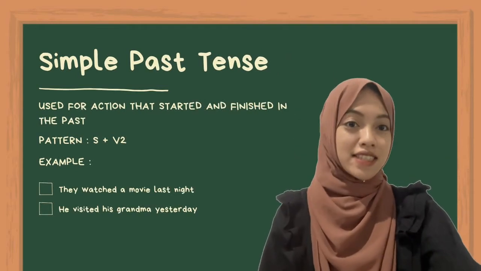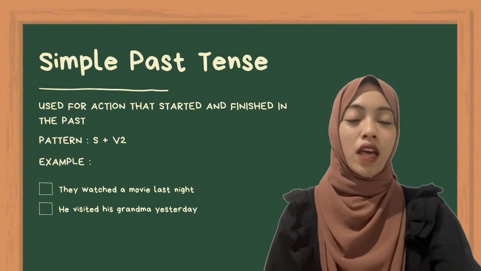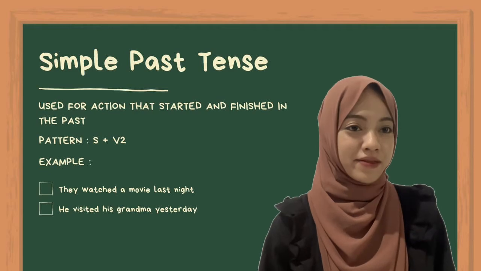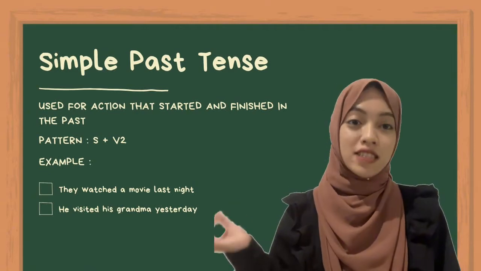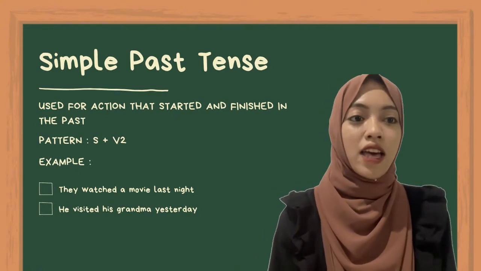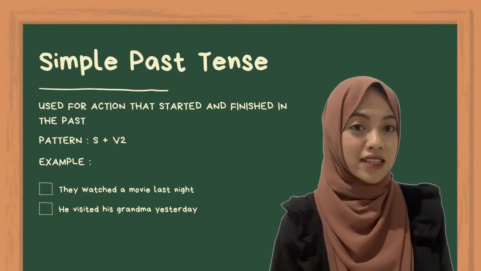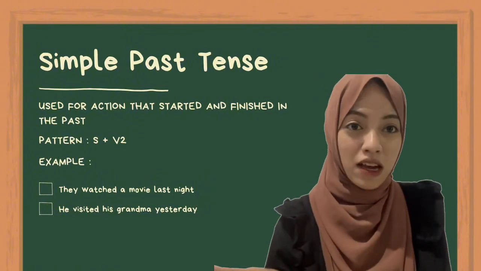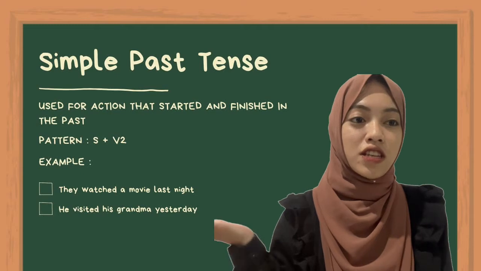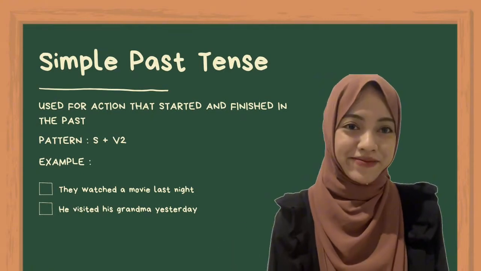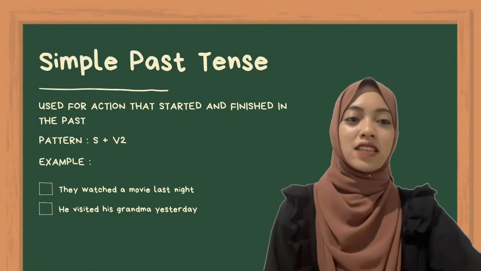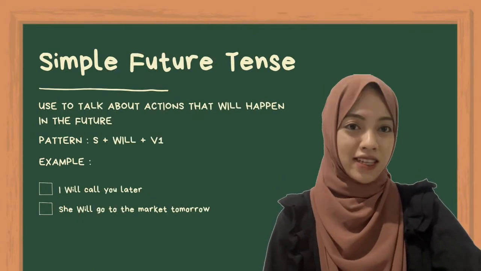Okay, the next is simple past tense. This tense is used for actions that started and finished in the past. The pattern is subject plus verb 2. For example, they watched a movie last night. Last night is the time signal of simple past tense, okay? And then, he visited his grandma yesterday. Do you get it?